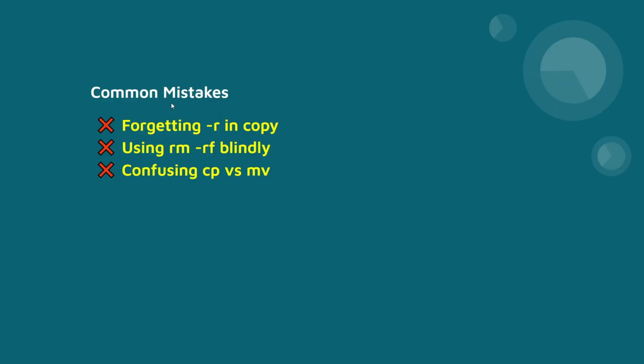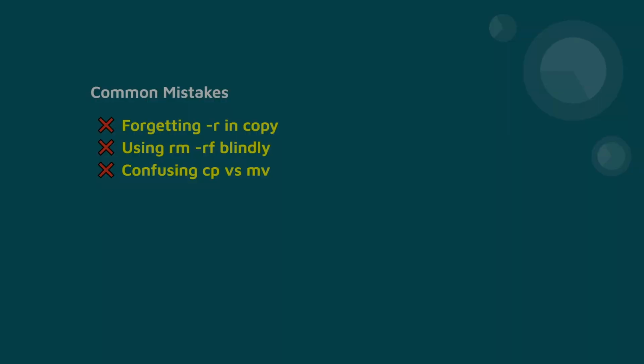So here are the common mistakes. Forgetting -r in the copy: if you want to copy a whole folder or directory and forget -r, it will not copy. Using rm -rf blindly, so don't use this command blindly. Use it if you know that you want to delete it, otherwise it will delete your important files or folders. And confusing copy and move, so just be focused on what you want to do. You want to copy or you want to move the whole file or folders to another place.